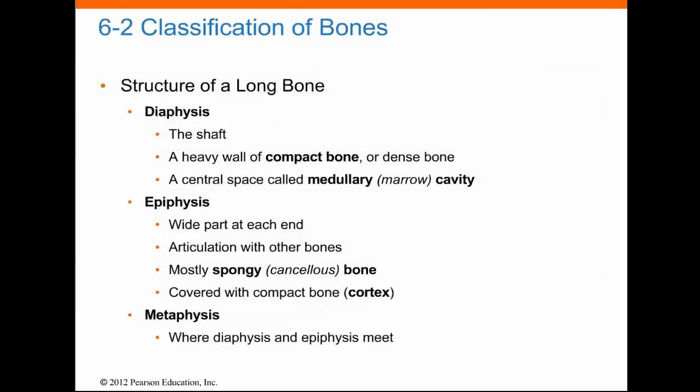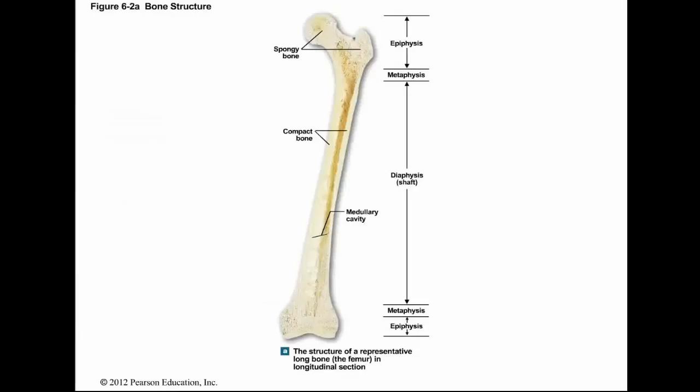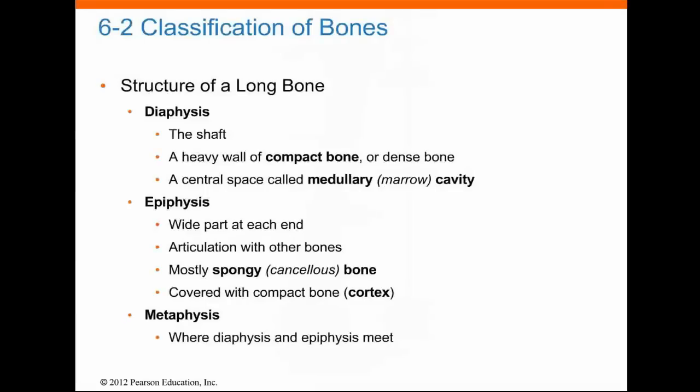We're going to go now through the structure of the long bone. So on the next slide, we've got this picture. You locate that picture in your book and you can follow it through. The diaphysis is called the shaft, and it is a heavy wall of what is called compact bone, or very dense bone. There's a central space within the diaphysis which is called the medullary cavity, and whilst it is space, it is not hollow, it's filled with bone marrow.